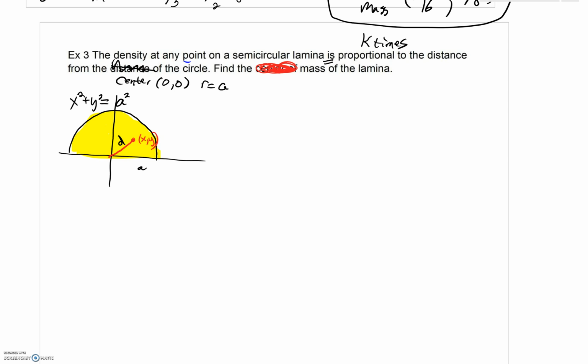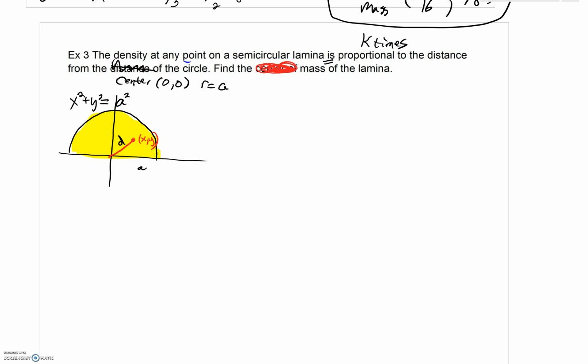Some abstract radius of a, non-specified. So a could be any real number. Well, I should say a positive real number. And with that in mind, we're going to have a semicircle above the x-axis. So in yellow, we have that depicted.